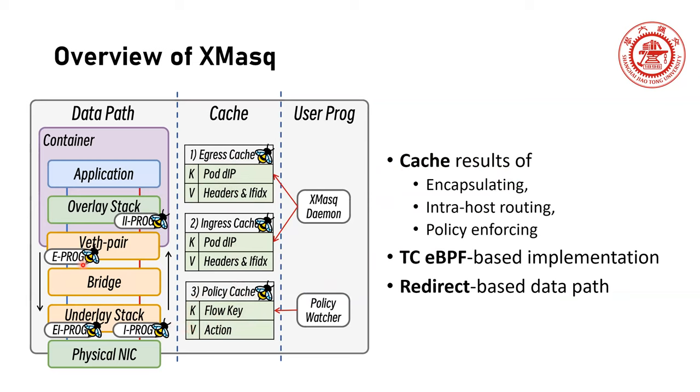We also need four programs to implement the functionalities. To make them easy to be deployed in the kernel, we implement these programs by eBPF at TC hook. And as for the programs, the egress and ingress programs query the caches and operate on the packets, and the egress init program and the ingress init program handle the cache miss cases.